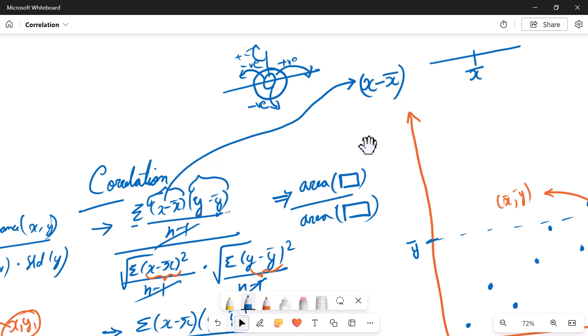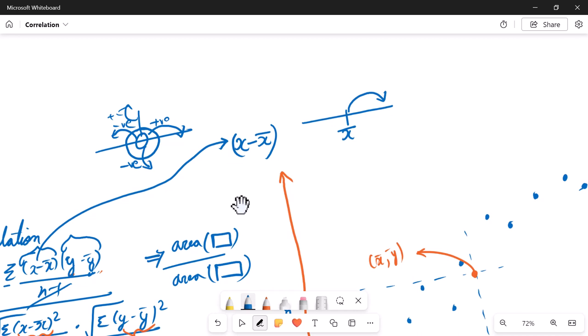Why am I saying that? Because if you choose any point to the right of x bar, then obviously it will be greater than x bar. So x minus x bar will be a positive number. Any point chosen on this side will have a positive result. And any point chosen to the left of x bar will be less than x bar, so x minus x bar will be negative, right?